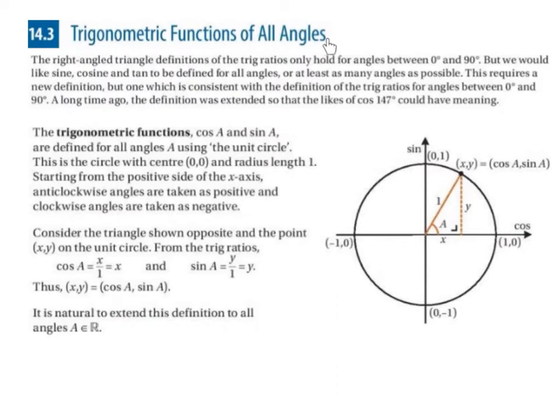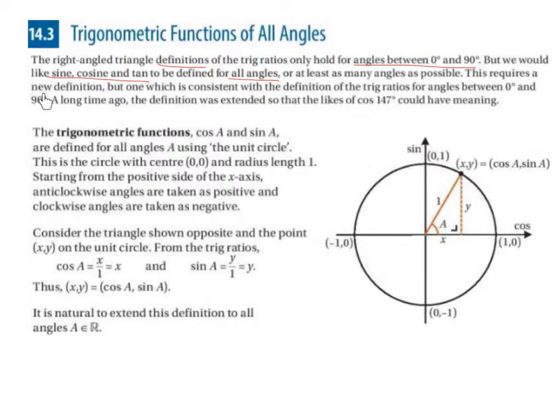Trigonometric functions of all angles. The right-angled triangle definitions of the trig ratios only hold for angles between 0 and 90 degrees. But we would like sine, cosine and tan to be defined for all angles, or at least as many angles as possible.